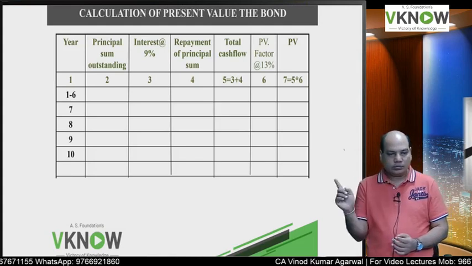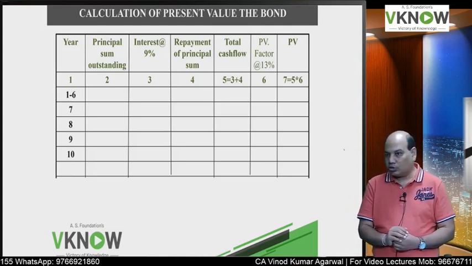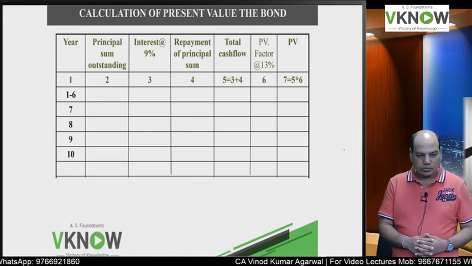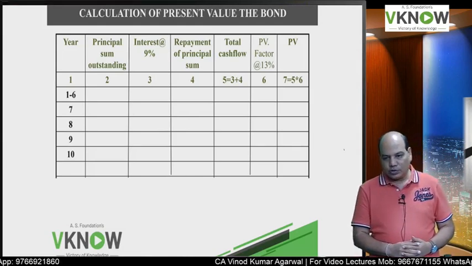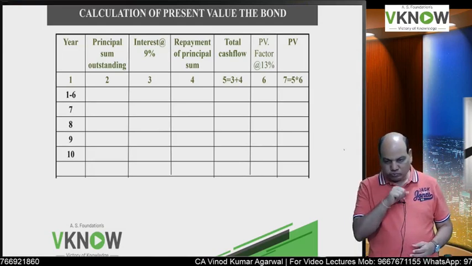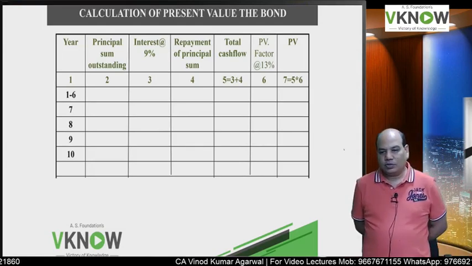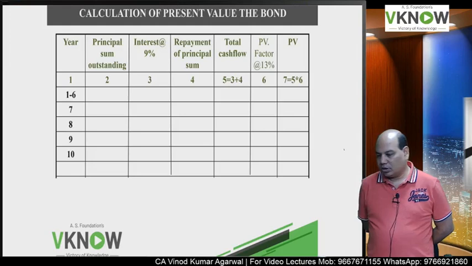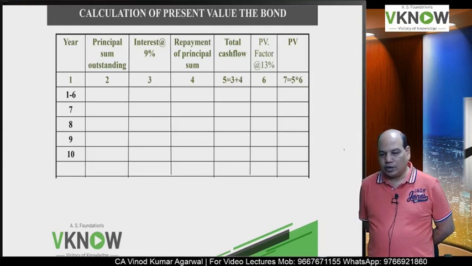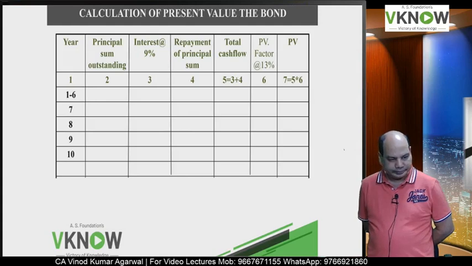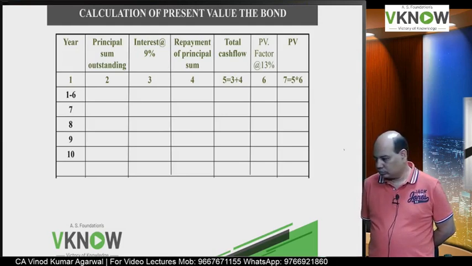Column number also write down. Column number write down 1, 2, 3, 4. 5 is equal to 3 plus 4. Then write down 6. And 7 is equal to 5 into 6. Okay, so please check.